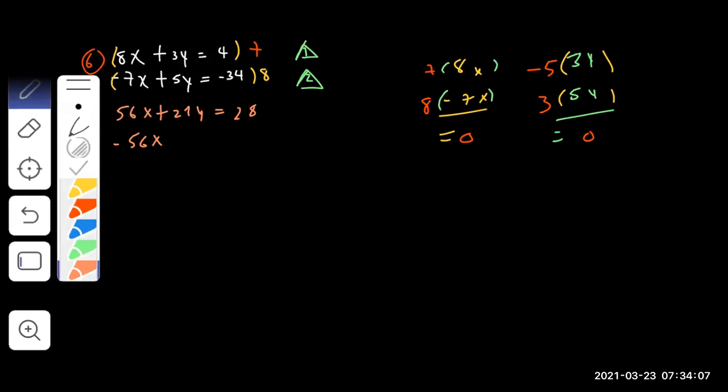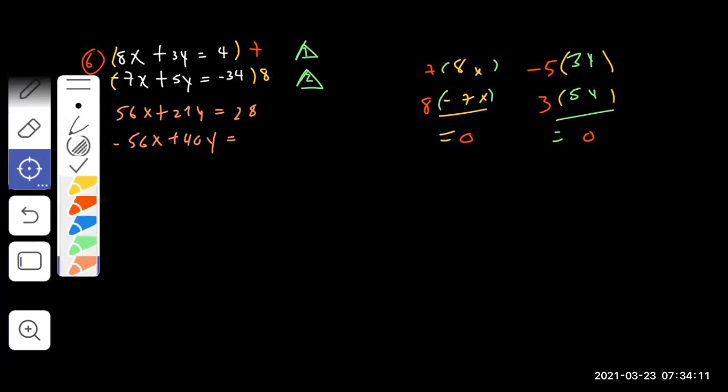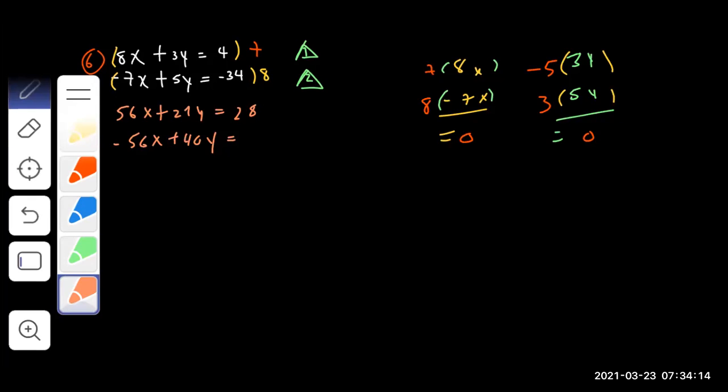8 times 5 is 40. Then 8 times negative 34. I don't know what that is, guys. 8 times 4 is... help me. Negative 272. Am I right? Oh, I did it. Yes.